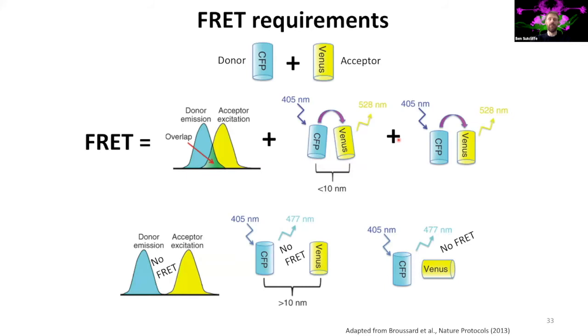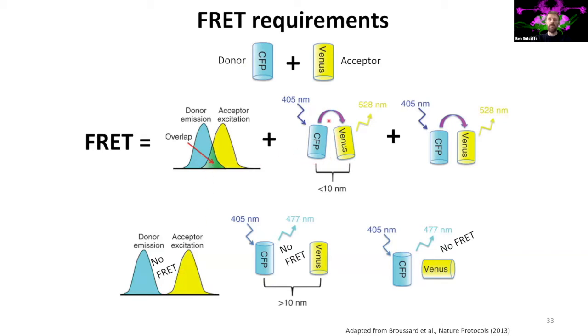There are various requirements for FRET to work. First of all, you need to have two fluorophores, a donor here, CFP, and an acceptor, which here is YFP, well, Venus, a particular YFP. And they have to meet several conditions. In order for FRET to happen, you have to have overlap between the emission spectra of your donor and the excitation spectra of your acceptor. If they don't overlap, you won't get FRET.